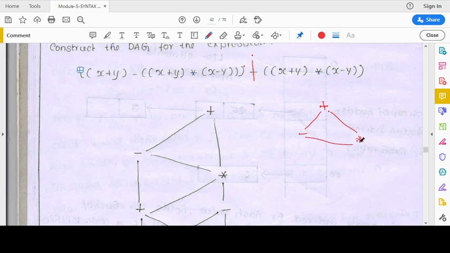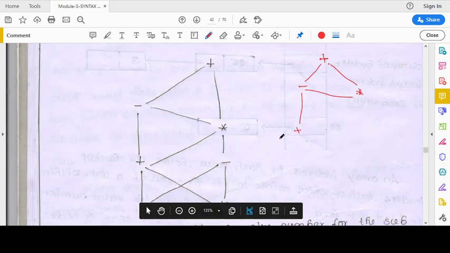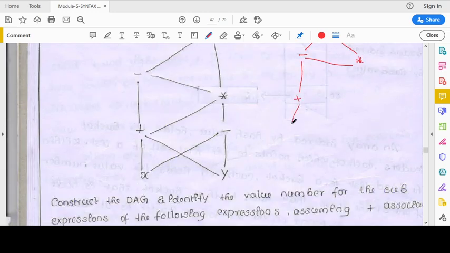Why I am going to look into the star is that this x plus y is the same again here, and this x minus y is again the same here. So both are common terms which we can work out now. So minus left child is plus, and plus left child is x. So now you can write: left child of plus is x, and the right child of plus is y.